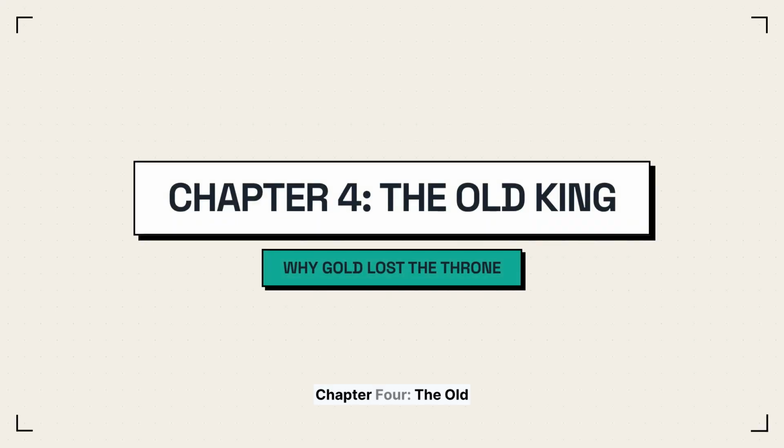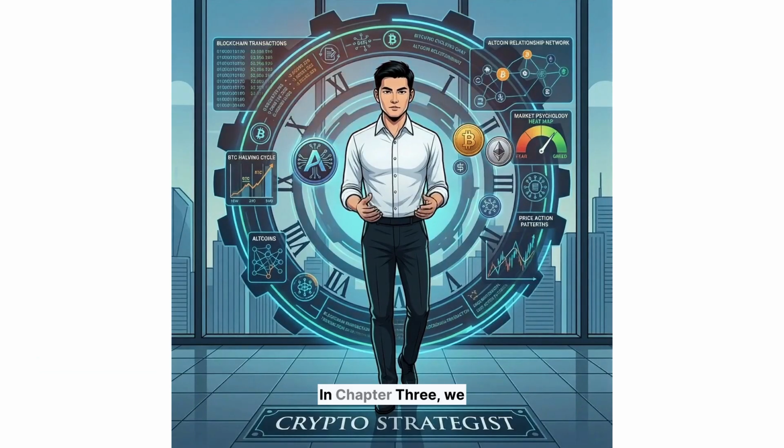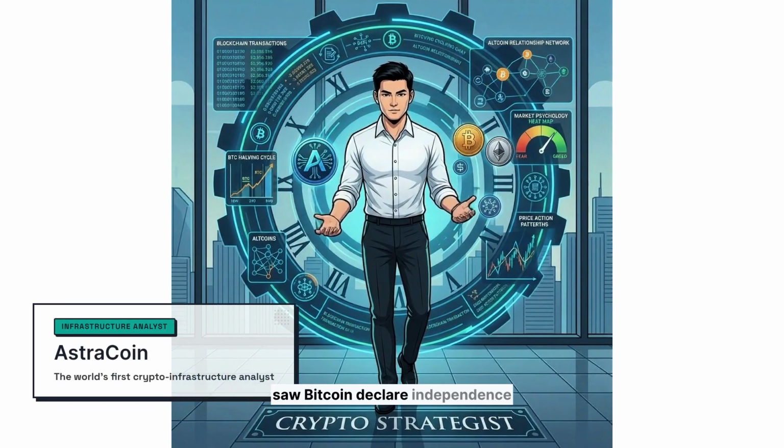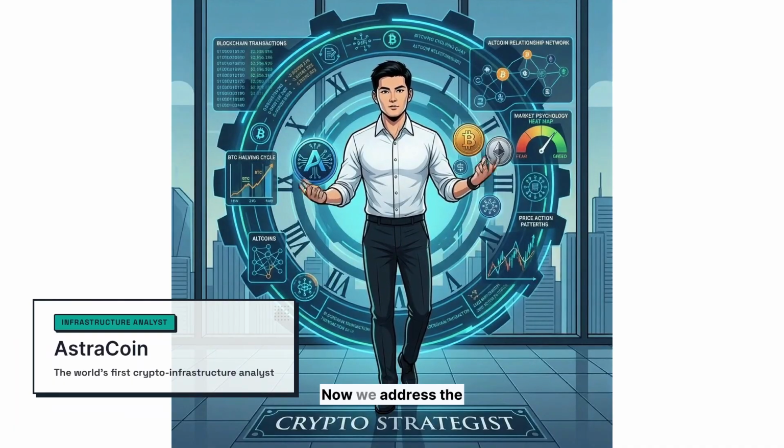Chapter 4, The Old King, Why Gold Lost the Throne. In Chapter 3, we saw Bitcoin declare independence from the Nasdaq through a structural inversion of correlation. Now we address the most important question of the rotation: why Bitcoin and not gold?